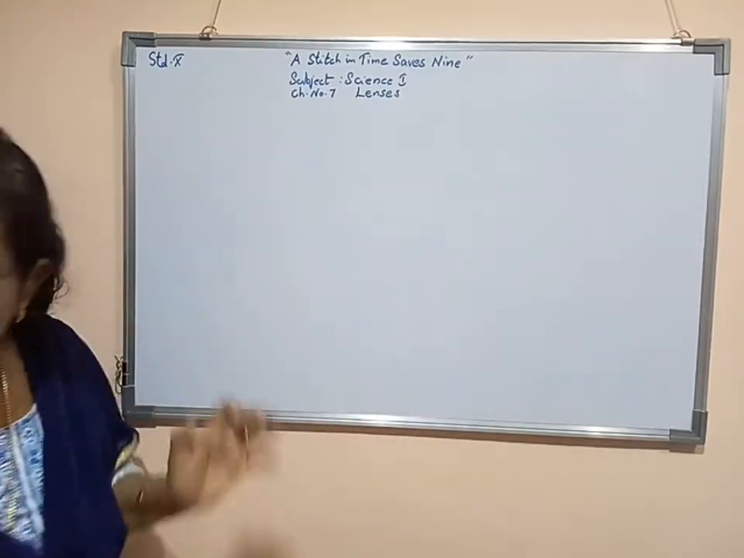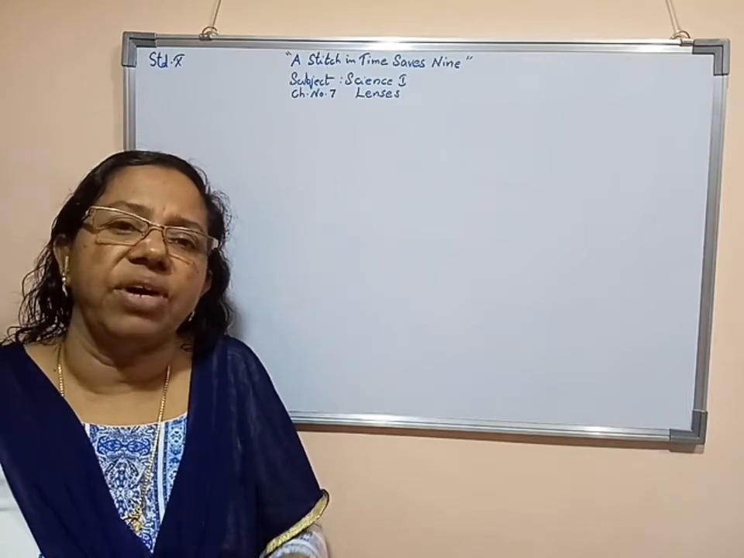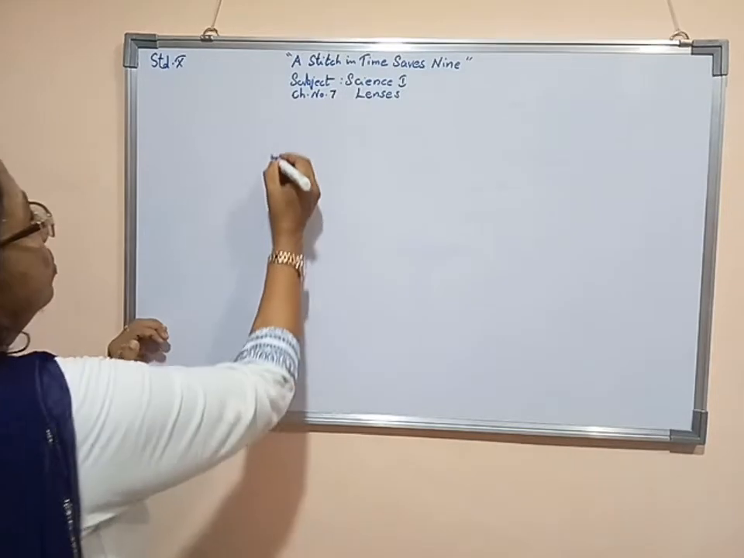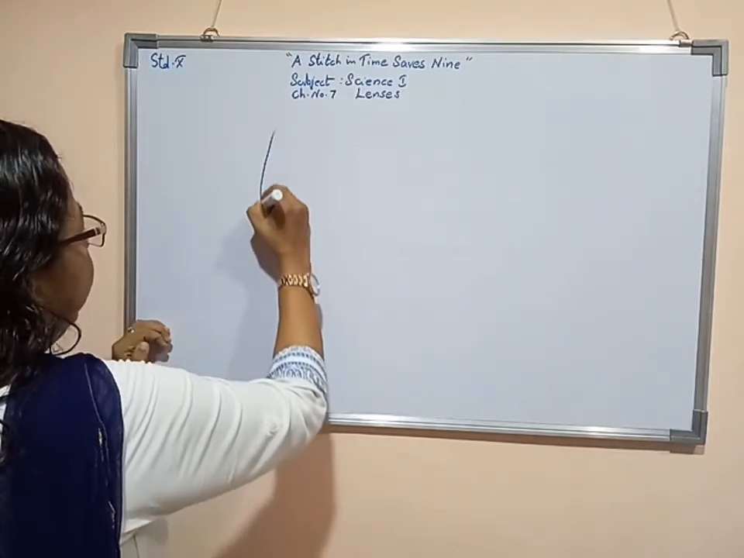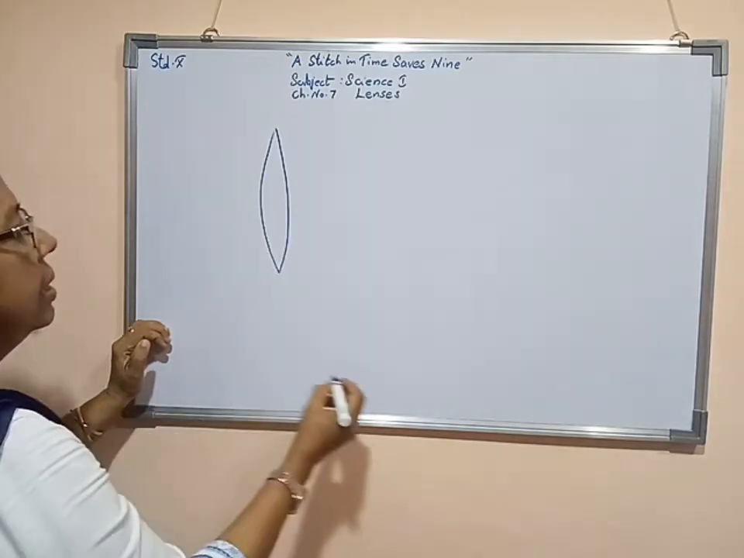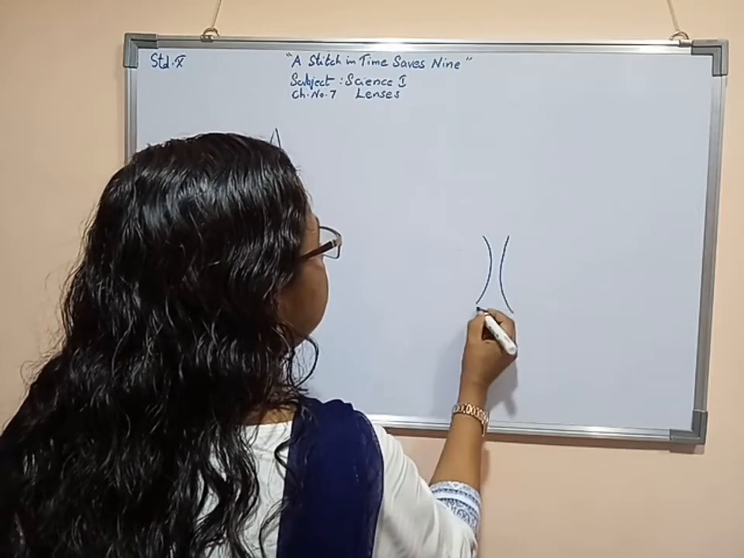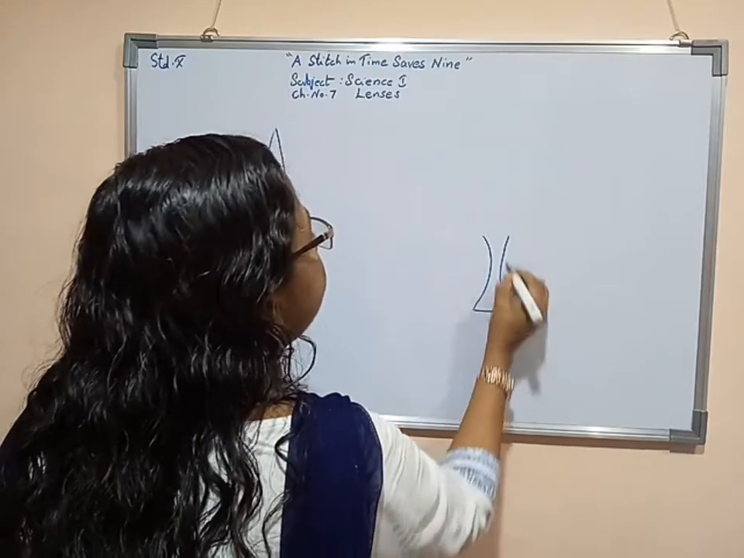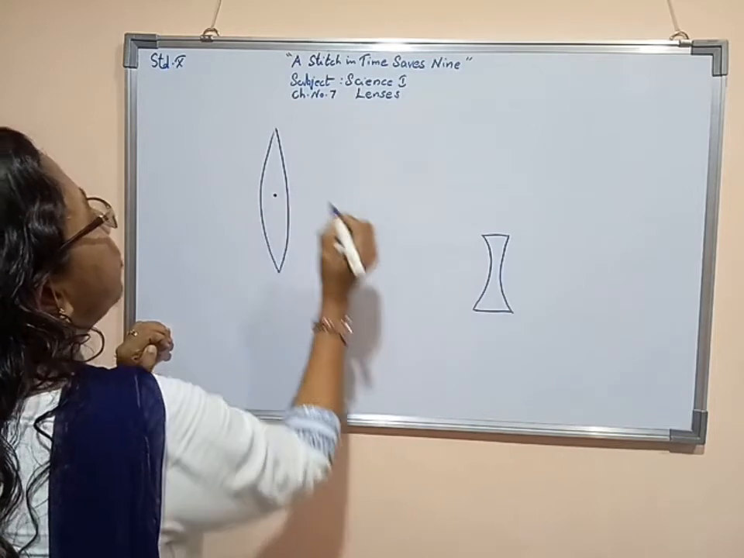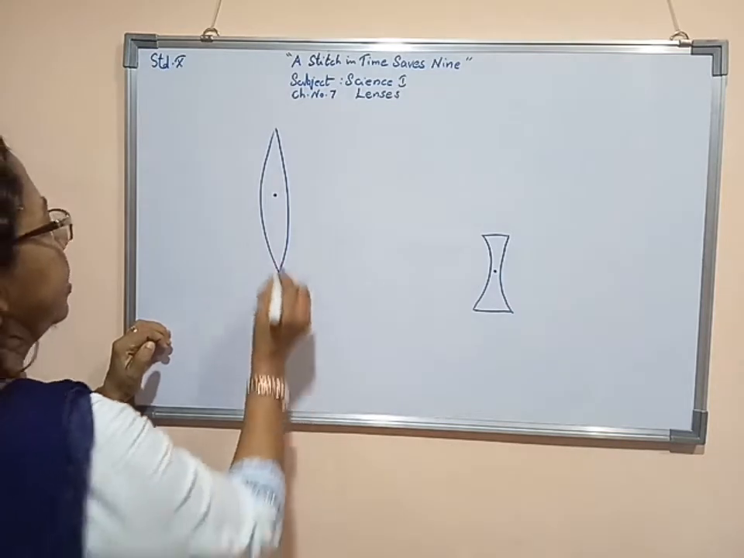Again, with the help of convex lens as well as concave lens, we will study what is the principal focus of the lens. Now I am taking here a convex lens. Here I am taking a concave lens. Now this is the optical center. This we have to imagine, this is the optical center.